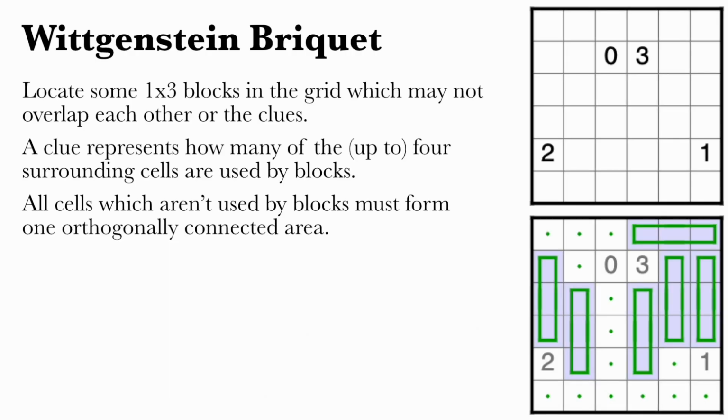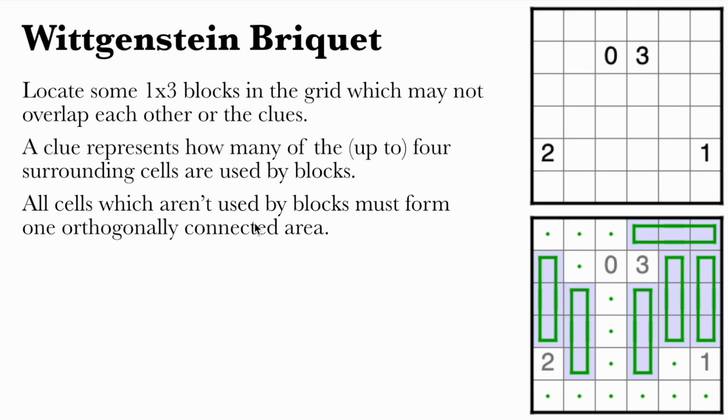In a Wittgenstein Briquet puzzle, we will locate some 1x3 blocks in the grid, which may not overlap each other or the clues. So we'll simply have 1x3 rectangles that we are going to be placing around the grid. A clue represents how many of the up to 4 surrounding cells are used by blocks. This 2 shows us that out of these 3 possible options, 2 of them will be taken up by blocks, as you can see right there. This 0 tells us that none of these are.